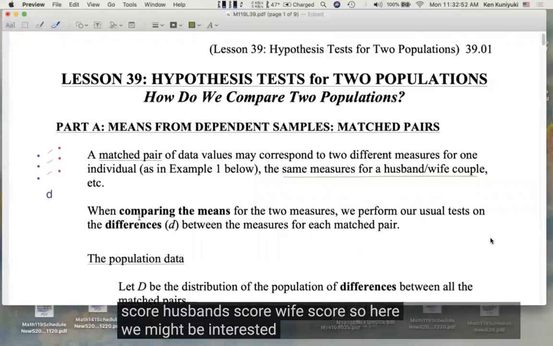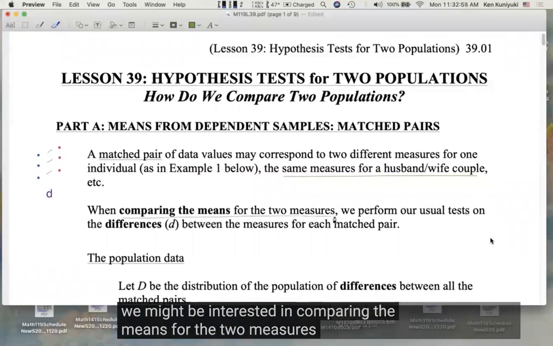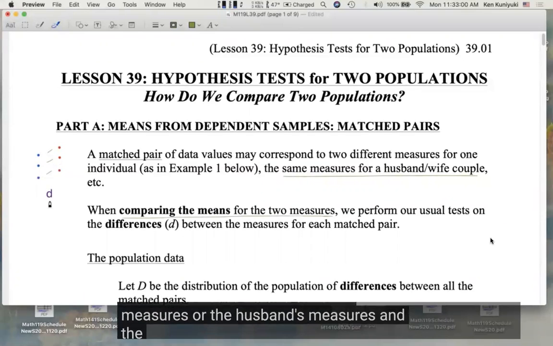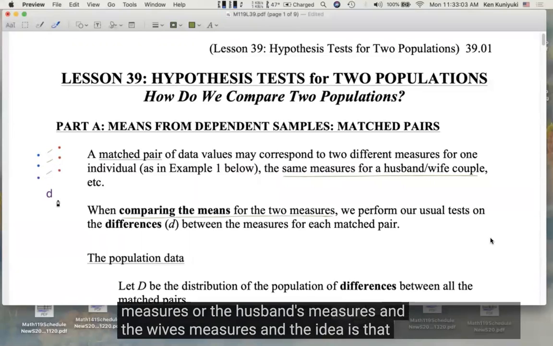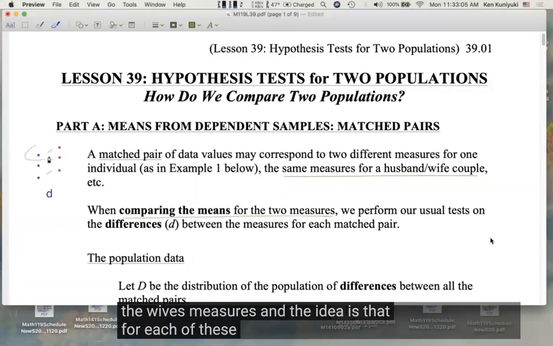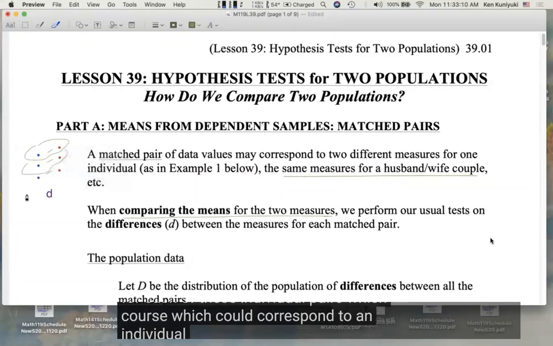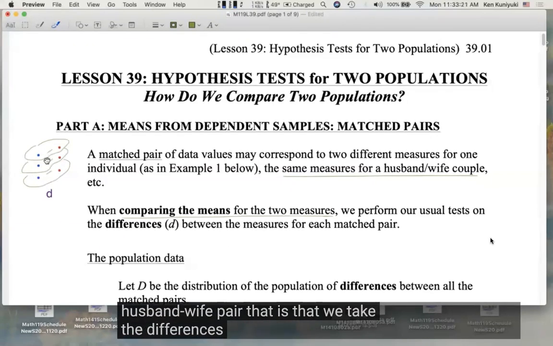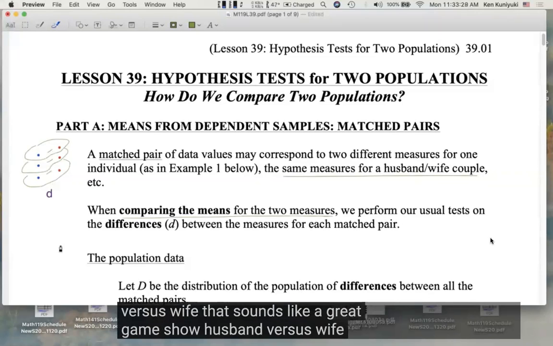So here, we might be interested in comparing the means for the two measures, whether it's the before measures and the after measures, or the husband's measures and the wife's measures. And the idea is that for each of these individual pairs, which could correspond to an individual that we're getting before-after measures on, or maybe each of these pairs is a couple, a husband-wife pair, we take the differences for these pairs, right? Whether it's before versus after, husband versus wife. That sounds like a great game show, husband versus wife, Family Feud.